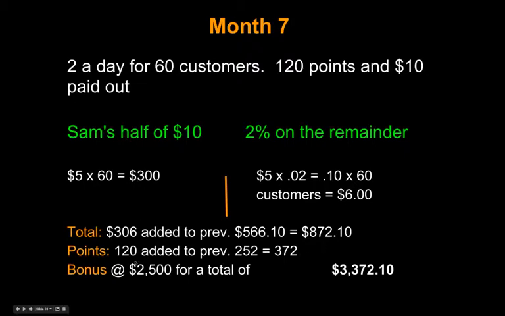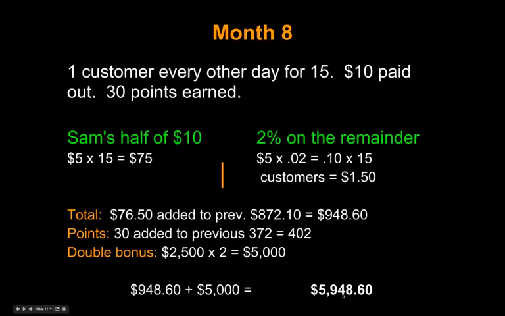And then the points. Add an extra 120 points to his previous points of 252. He's at 372. Okay, so his bonus comes in again. And again, this may vary because depending on how many people are in the pool, it could have gone down to 2,400. It could have gone up to 2,750. It depends. Okay, so this month, $3,372. Not a bad month, right?